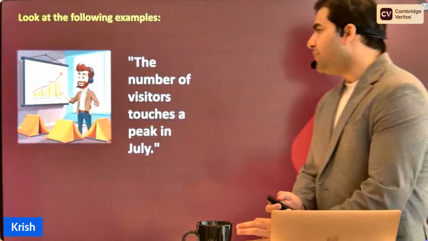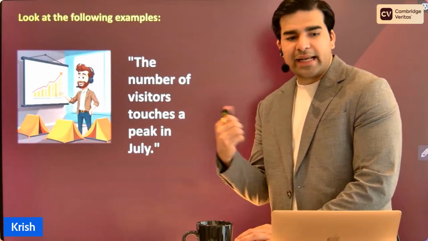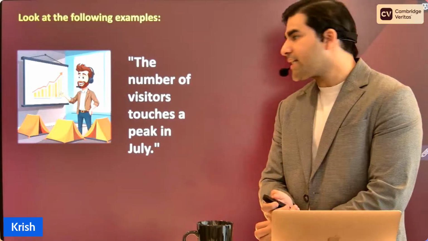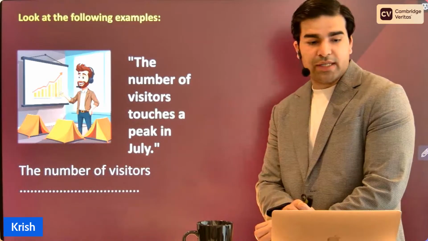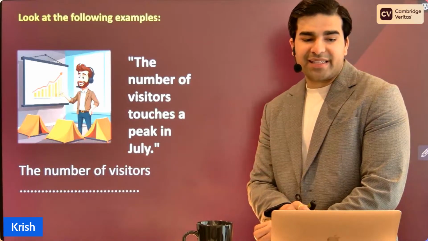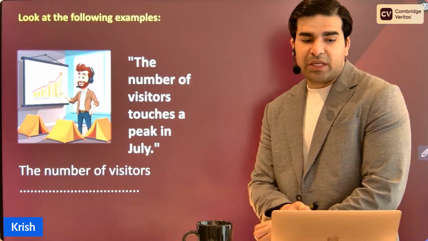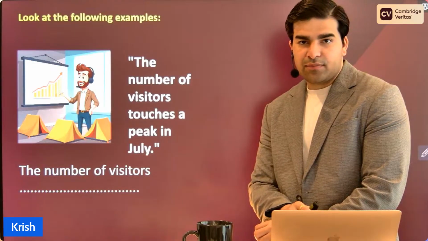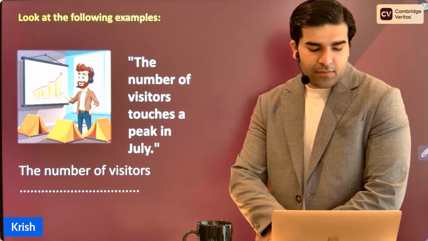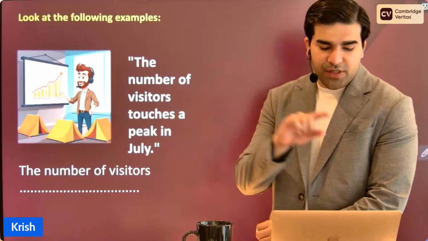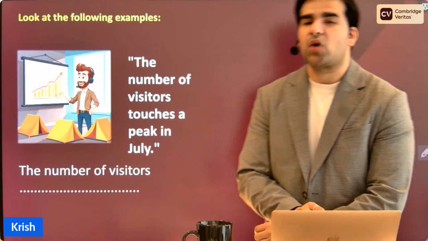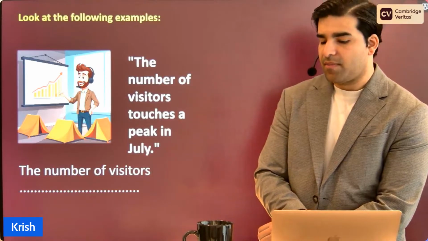So, what is the game? There's a wrong sentence, first of all. We have to correct it, and we've got to tell what the correct answer is. The number of visitors touches a peak in July. Touches is not right. Something else is right.